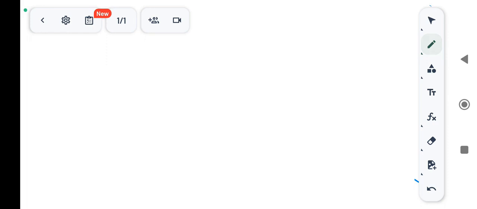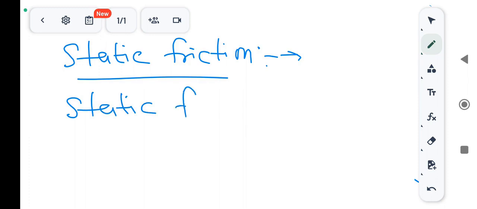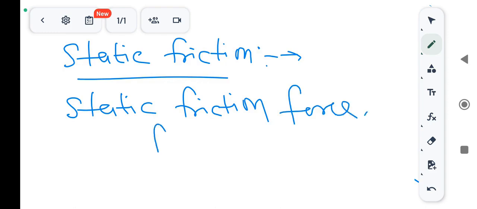Now the static friction. In case of static friction, the static friction force fs is less than or equal to mu s multiplied by capital N. N is the normal force on the point of contact between the body and the surface.